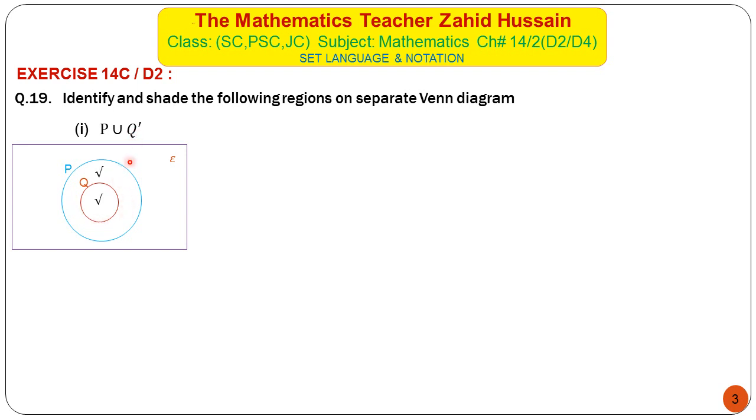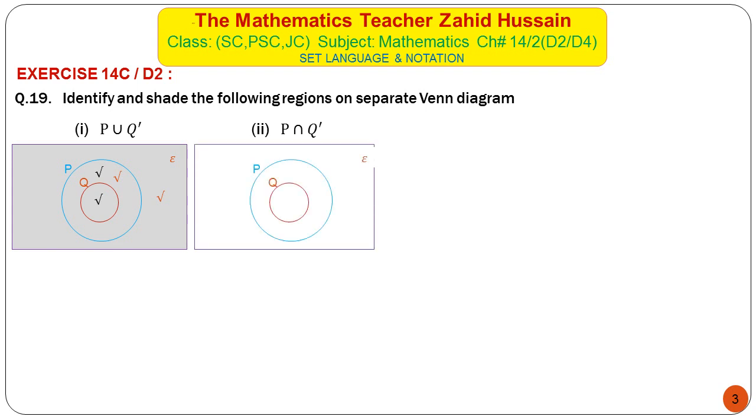And Q complement means the region outside Q. Region outside Q is this one and this one. This is Q complement. Because you are asked to shade the union, union means you will shade all those regions which have one tick or two ticks. So this region has one tick, this region has two ticks and this region has one tick. So we will shade the whole figure. All the three regions.